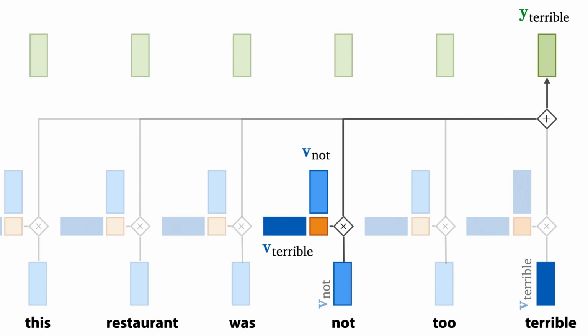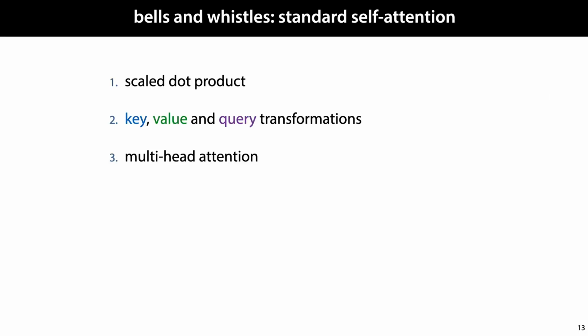The model cannot yet see that the word not is close to the word terrible, or understand the grammatical relations in the sentence, but it can at least see that this sentence contains both words, so that it might want to hedge its bets on calling this a negative review. The standard self-attention, as it's normally used, adds some bells and whistles to this basic framework.